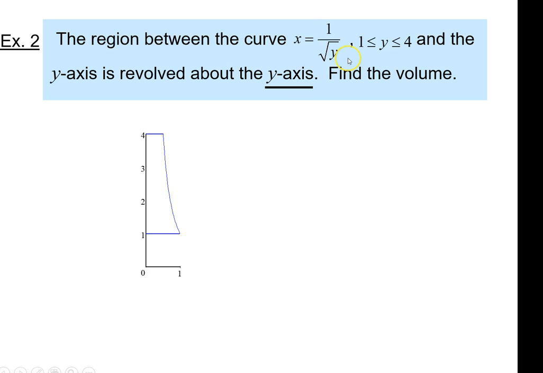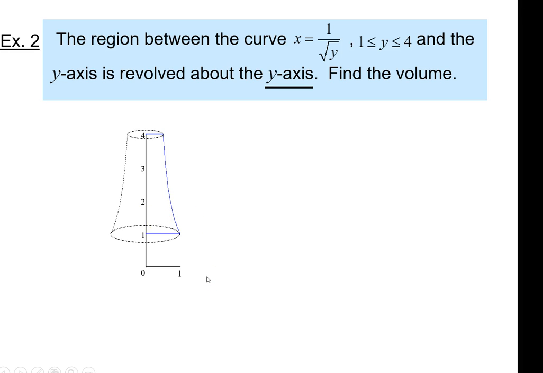Actually, I take it back. I don't think you can put this in your calculator because it's in terms of y, but you could use Desmos. So remember to do that when you're working these problems. So here's what this function looks like just from the interval from 1 to 4 for the y values. So we want to rotate it around the y-axis. So it almost looks kind of like a lampshade to me.